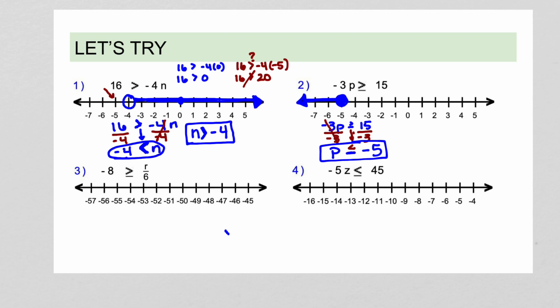And again, I can just test that. I could just plug in, let's see, negative 3 times, let's say negative 6. And we want to see, is that actually greater than or equal to 15? Well, negative 3 times negative 6 is a positive 18. Is that greater than or equal to 15? It is greater than 15, so that does indeed work.